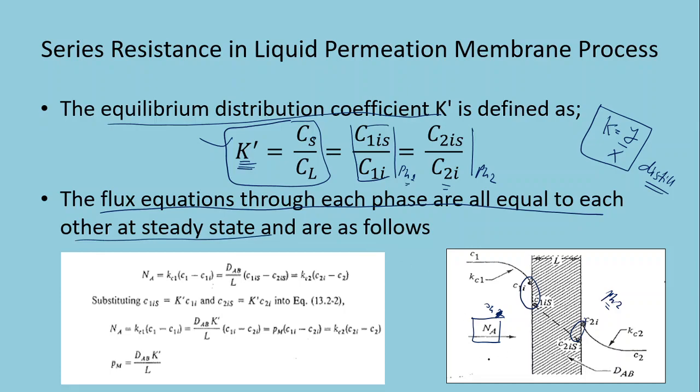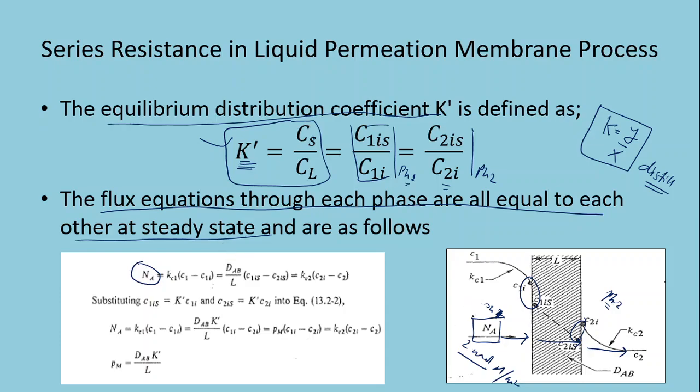What is the meaning? If 2 moles of A per unit area are moving from the liquid phase, phase 1, then the same amount is also moving through the solid, and the same is also moving in phase 2. So the amount is the same at steady state. So this NA is the same. And how to calculate this NA?